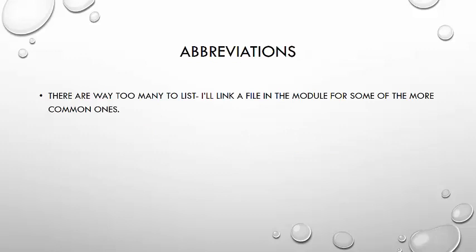As far as abbreviations, there are tons, way too many to list. So I'm going to put a link in the Canvas module for some of the more common ones, but it's important when you're talking about abbreviations that you use commonly accepted ones. For instance, BS. I'm sure you can imagine what most people think BS means, but if somebody were to document it as meaning breast sounds, it could be very easily misconstrued. So make sure that you're only using commonly accepted standard abbreviations when you are documenting things.